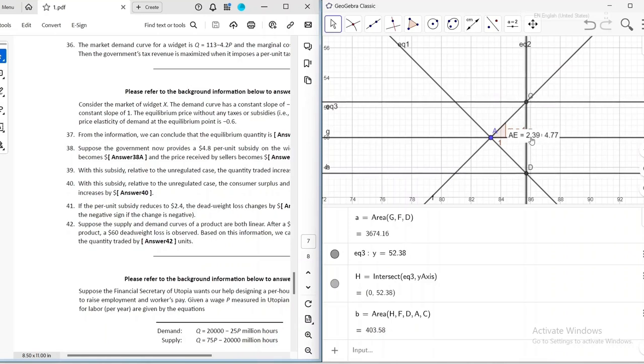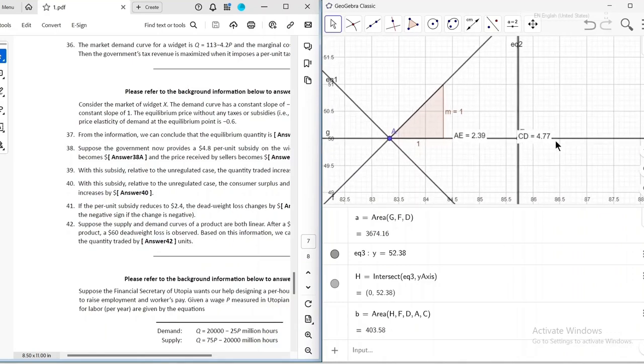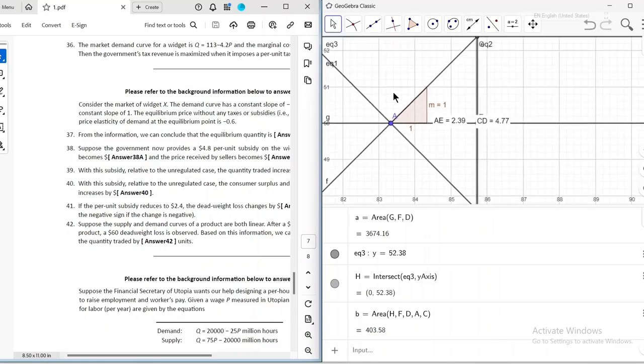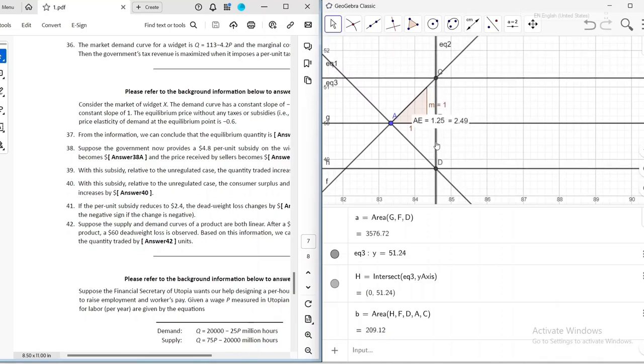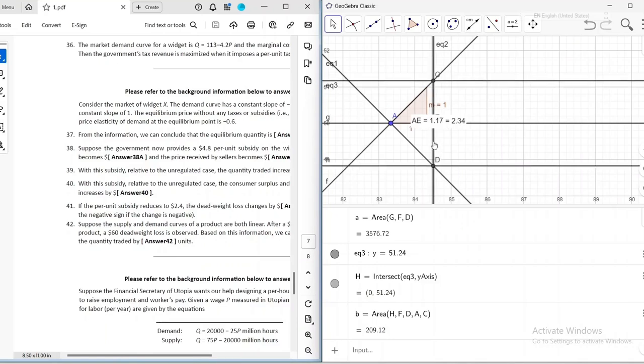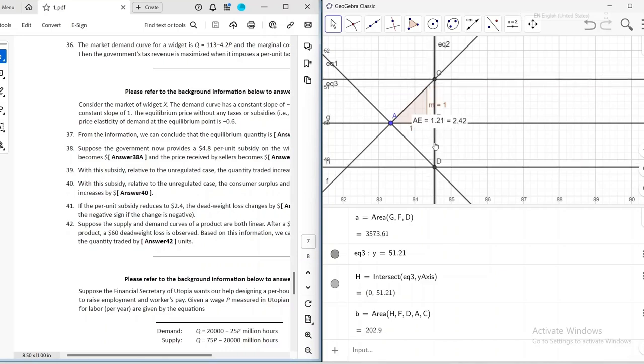Okay, so this is not exactly 2.4. Oh, I need to look at this distance. All right, I was looking at the wrong distance, so sorry for this. 2.4, right? It's kind of hard to make it exact. Okay, so this is almost 2.4.